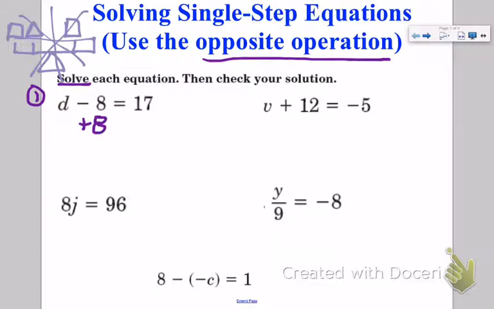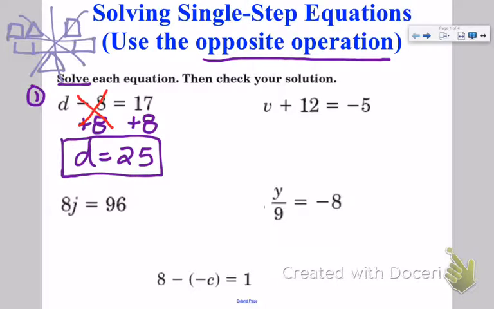But if we remember the scale example that I drew very poorly, we remember that whatever we do to one side, we have to do to the other. So we're going to add 8 to the other side as well. -8 plus 8 is going to cancel out. It becomes 0. So we achieved our goal of getting d by itself on one side of the equal sign. And then all we have to do is do 17 plus 8, which will give us 25. And that is our answer.